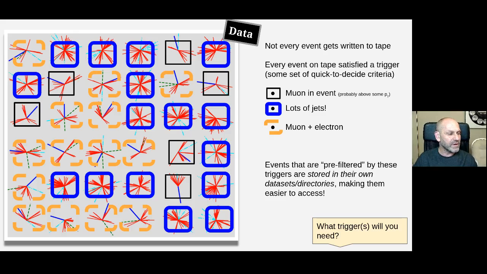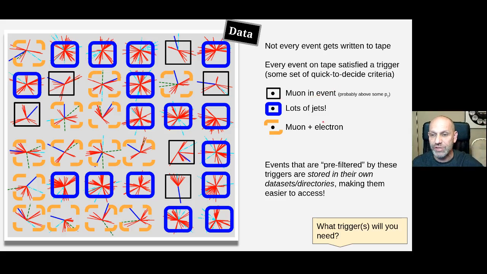Now, not every event that happens in the detector gets written to tape, but every one that does get written to tape passes something called a trigger. You'll learn about this. This trigger is a very, very quick decision about whether or not this is interesting. Was there a muon in your event? Maybe above some given momentum.